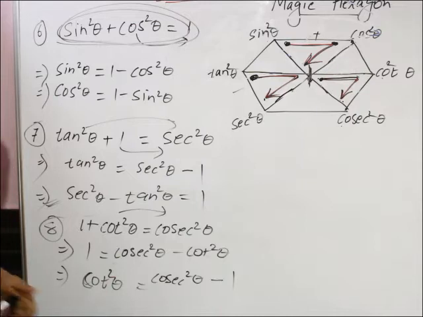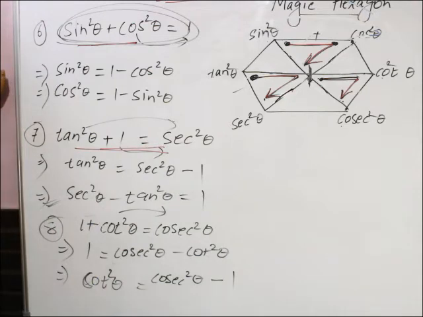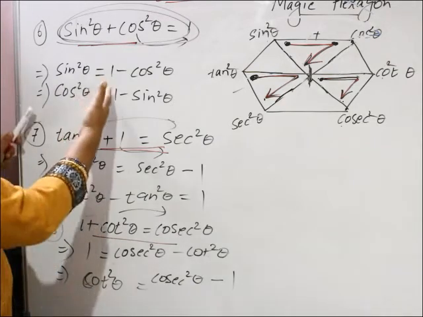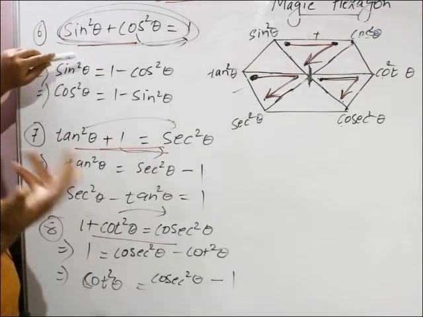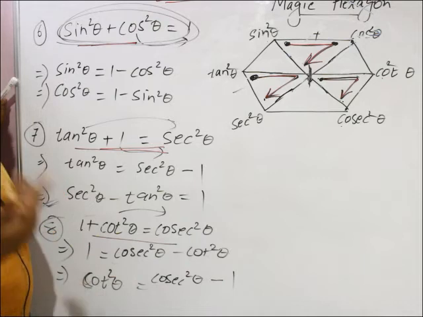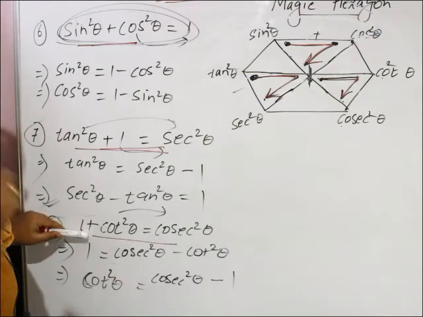So here children, your main identities are these: sin square theta plus cos square theta equal to 1; 1 plus tan square theta equal to sec square theta; 1 plus cot square theta equal to cosec square theta. These three you have to remember. These two, no need to remember. Why? These are coming from that. If you get this one, you can do this. No need to remember that one. These three are the main. How to remember these three main?